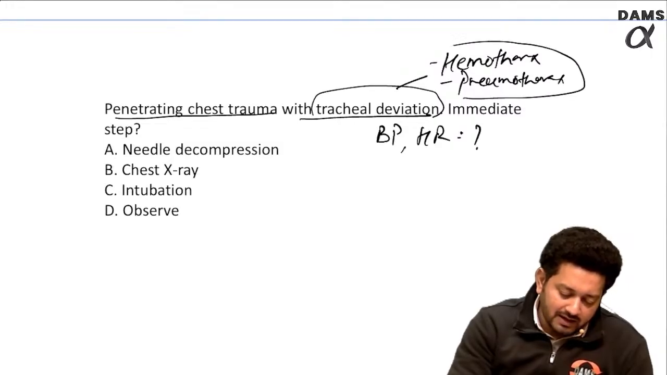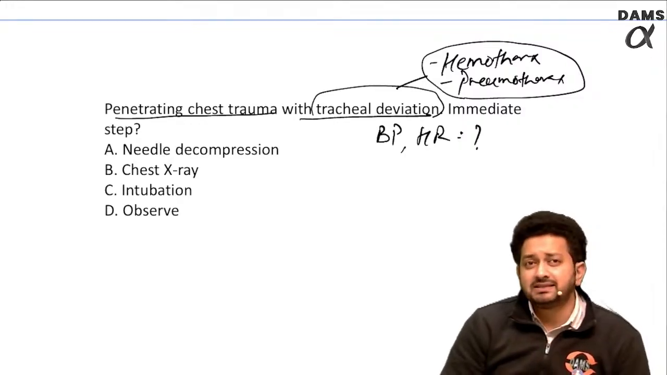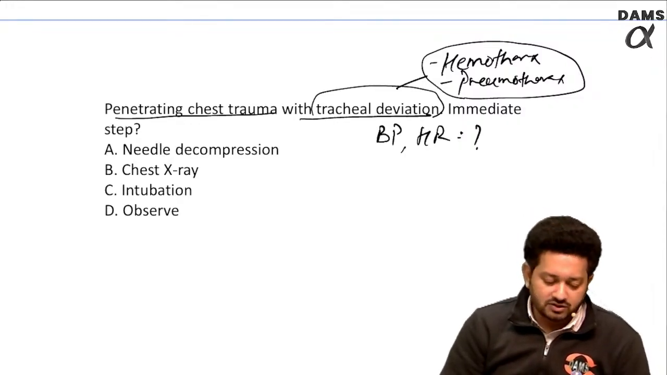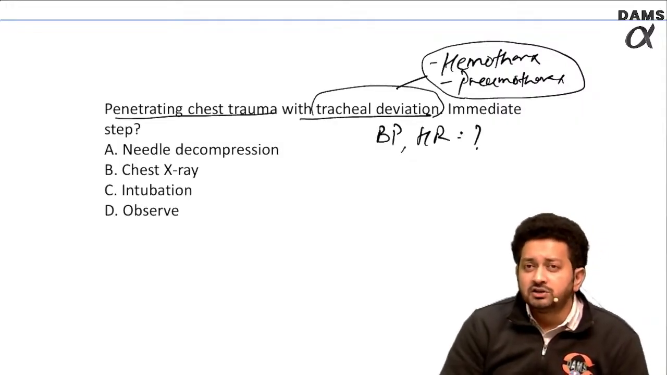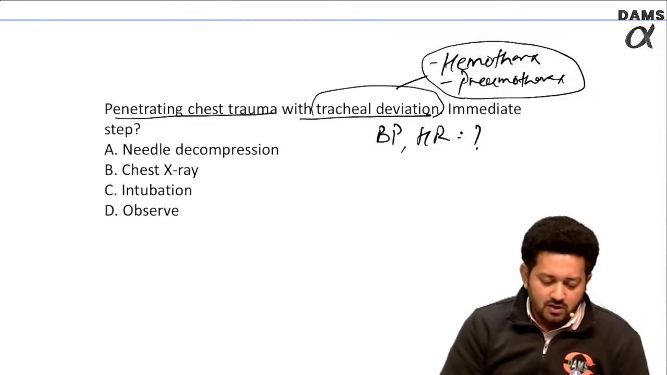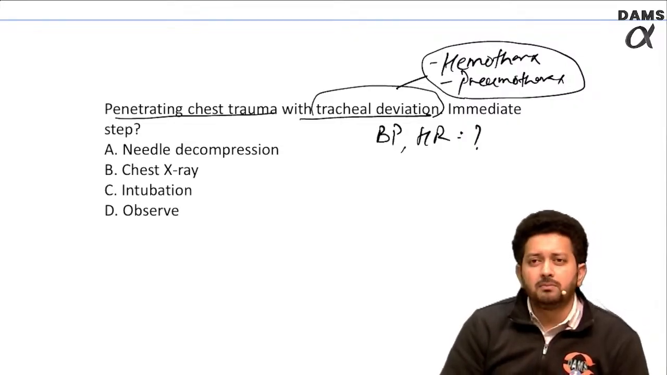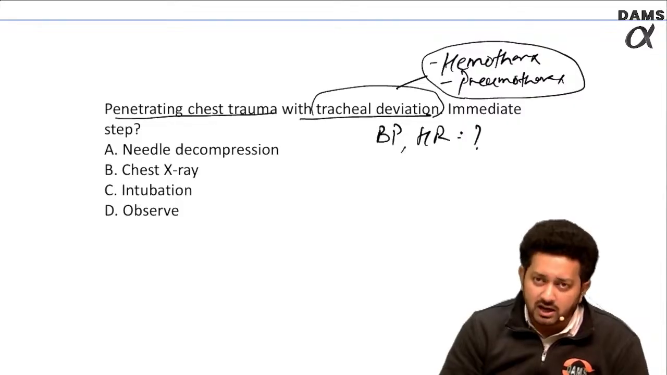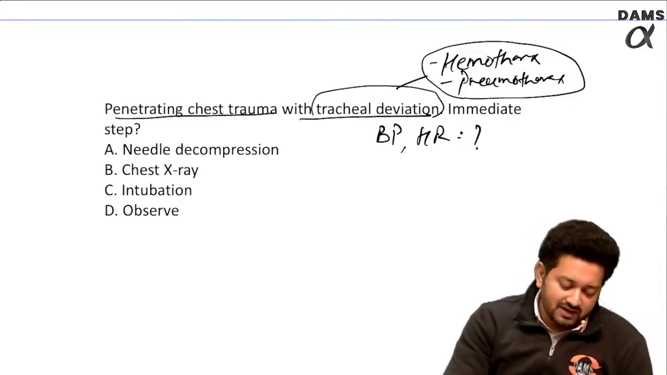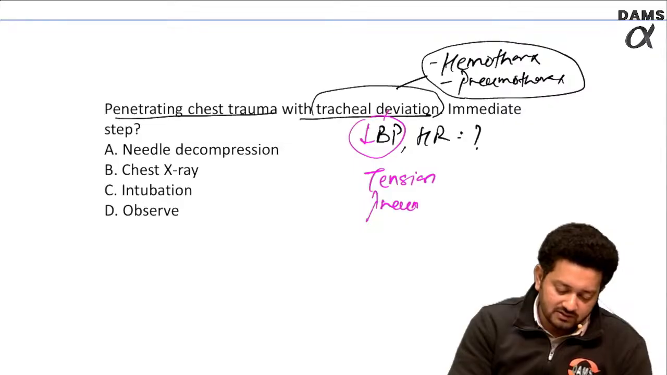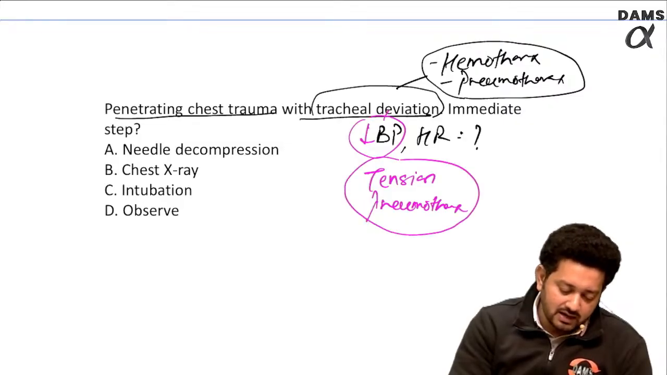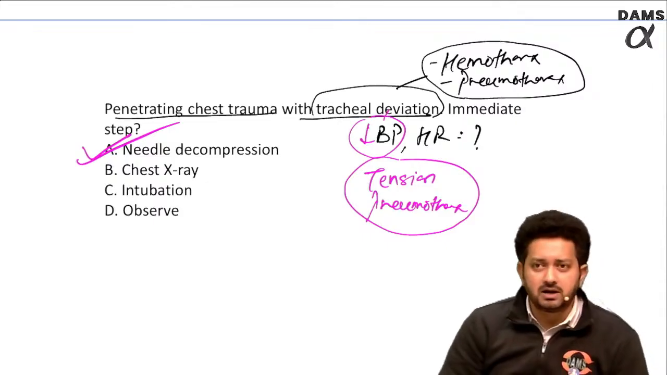Now we don't know. I am very sure that there must be something else also in the question, because if you look at this question, this is an absolutely incomplete question. Maybe hyperresonant note, maybe hypotension. Because if there is hypotension with tracheal deviation, now it is going in favor of tension pneumothorax, and then needle decompression is the better answer.